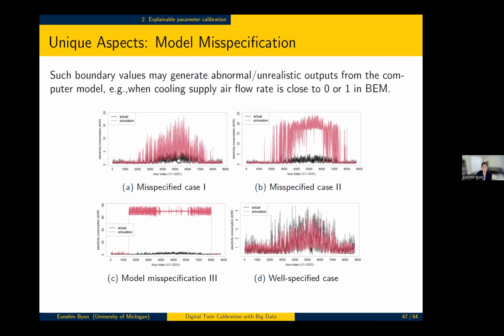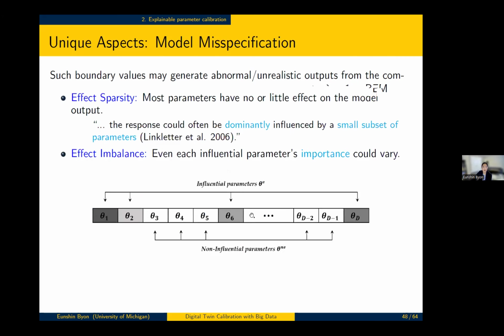And black is the actual data, okay, actual energy consumption. And this red simulation output is so different from the actual consumption, and it's just unreasonable, okay? However, when this parameter is between 0 and 1, then the digital twin model generates reasonable outputs, okay? So we have this misspecification problem when the design points were close to the boundary values.